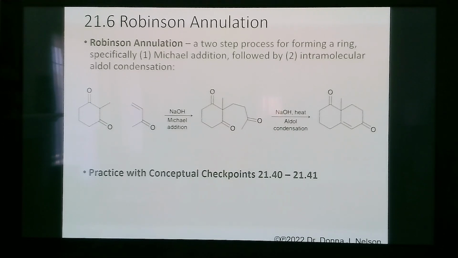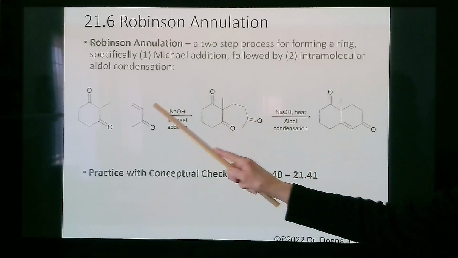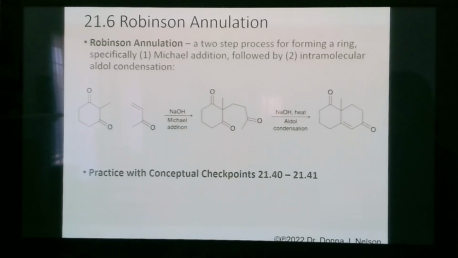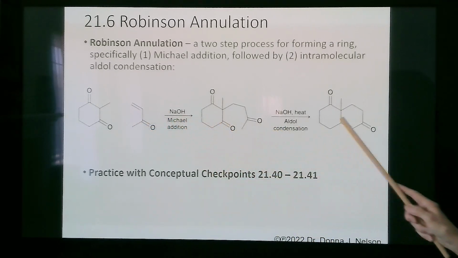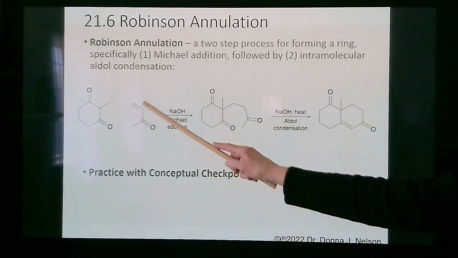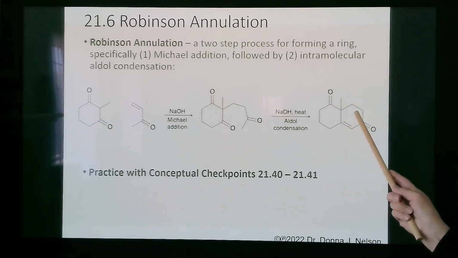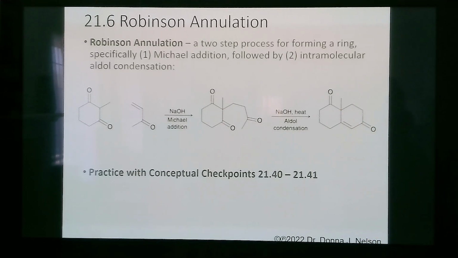And so these are steps that we've gone over individually. We've gone over the many steps that are included in this synthesis, but it may look a little more complicated here because we've combined so many of those steps into just this one little synthesis, which is very valuable. It's very valuable in synthesizing biologically important molecules.